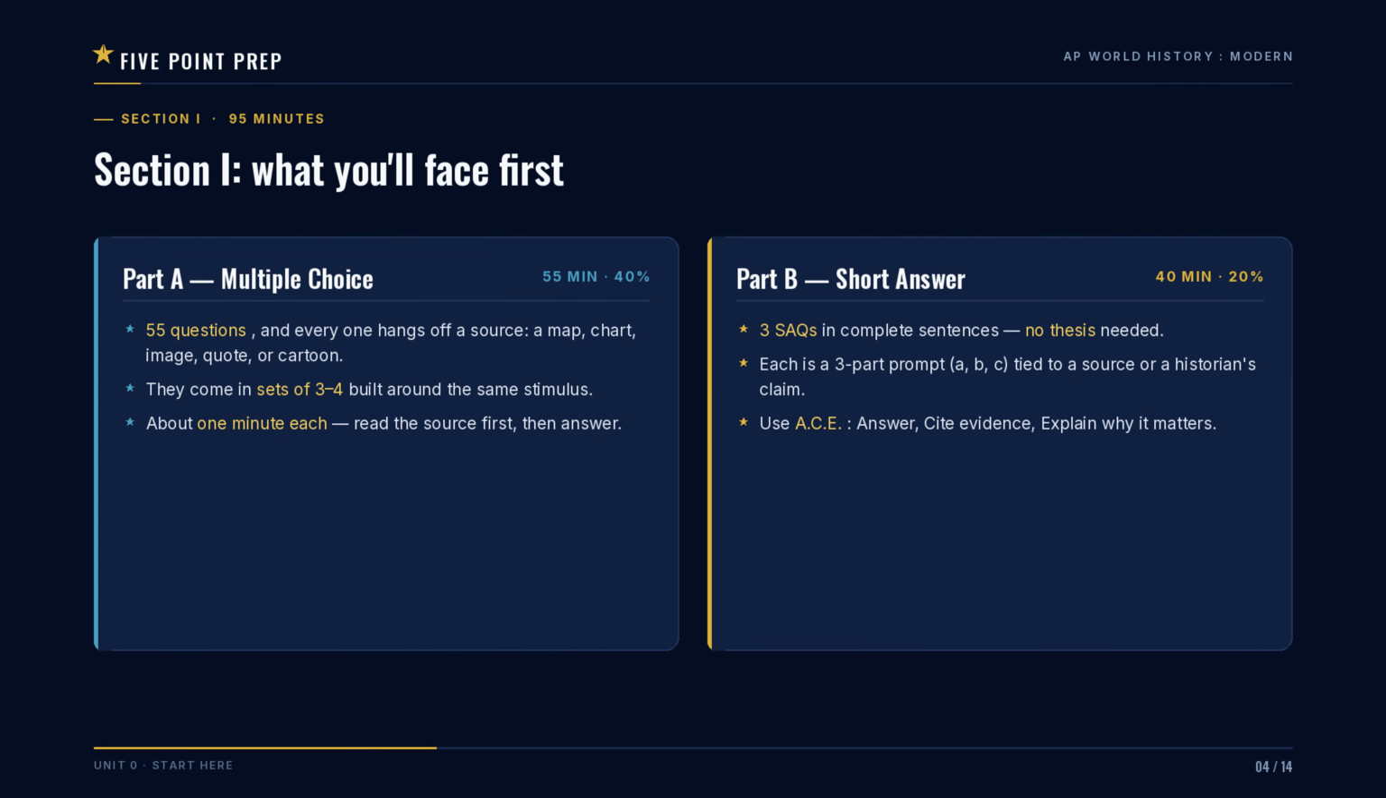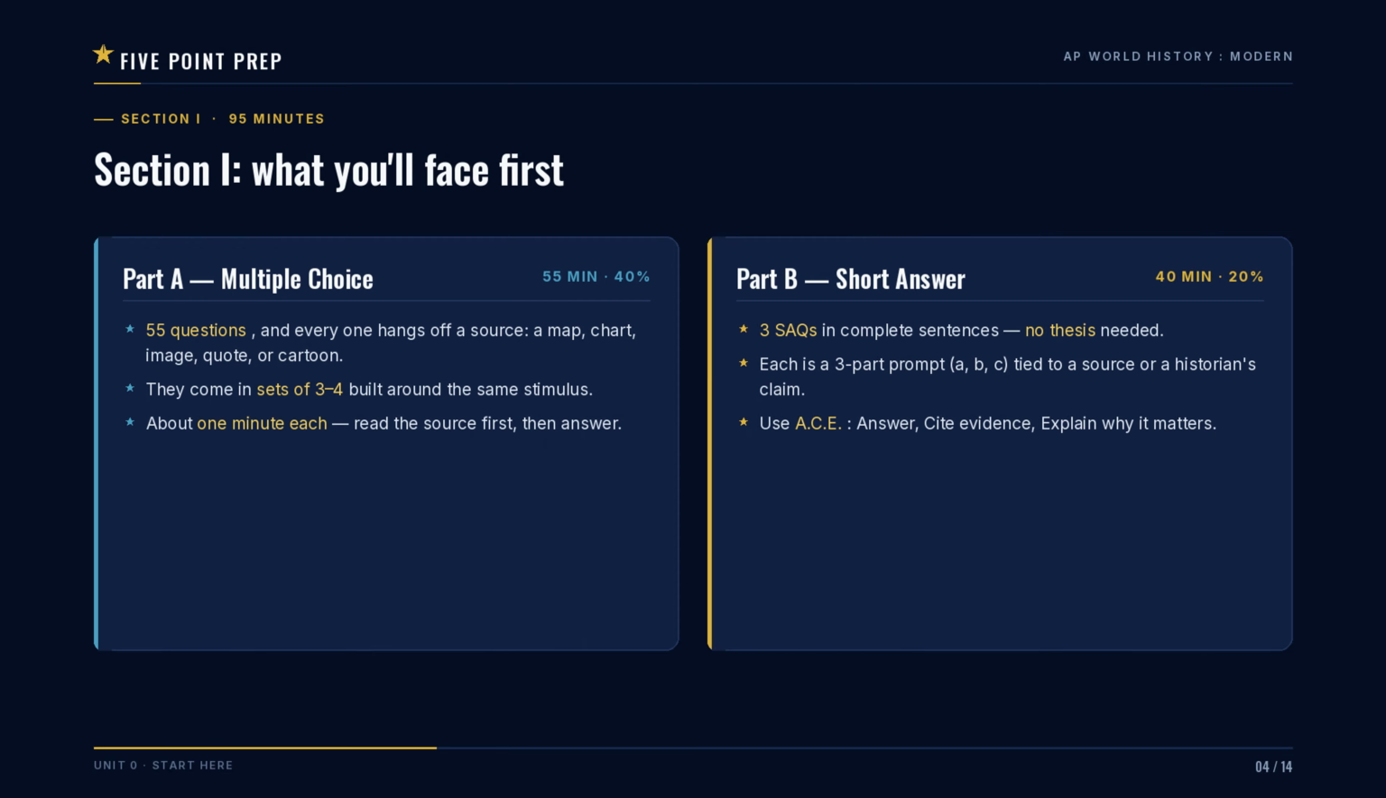To earn a 5, you must build arguments, not just recognize facts. Section 1 has 2 parts and lasts 95 minutes. Part A is the multiple choice. 55 questions in 55 minutes. Every question is stimulus-based. It hangs off a source like a map, a chart, an image, a quote, or a political cartoon. And the questions arrive in sets of 3 or 4 tied to that one source. Budget about a minute each.